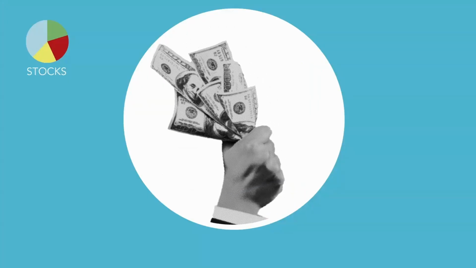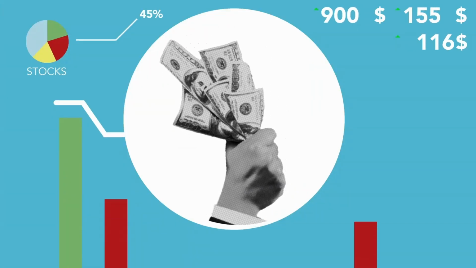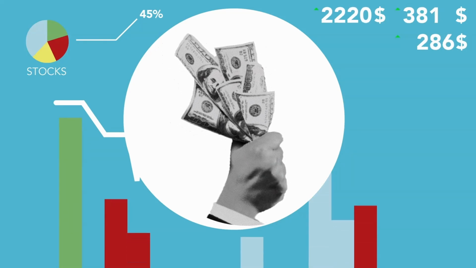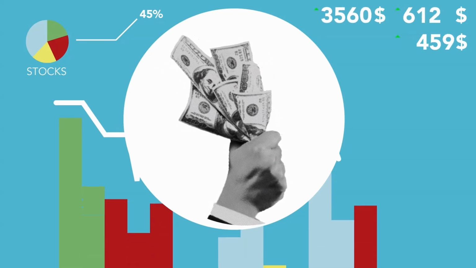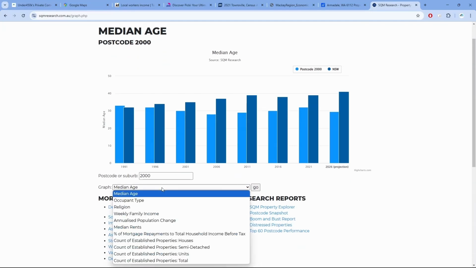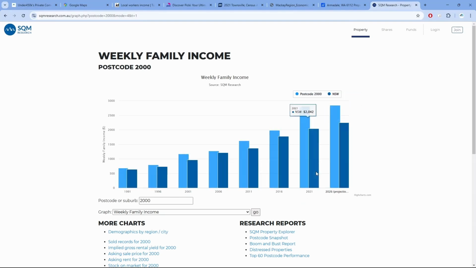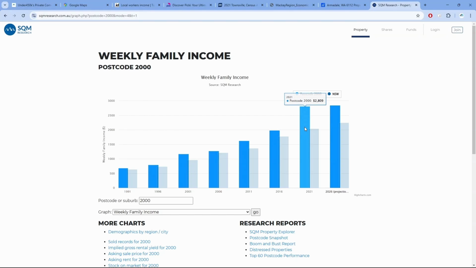So there's a couple of different sites you can use, and with these sites as well, a lot of the data on the back end might be the same, and they usually use ABS census data because it's the easiest one to use. Oh, and one more thing, you can also do it on SQM Research, and you just find the postcode that you're looking for. You look at the graph and you can see weekly family income, and you can press that and you can see the income projected as well for 2026 and the census data of 2021 as well.